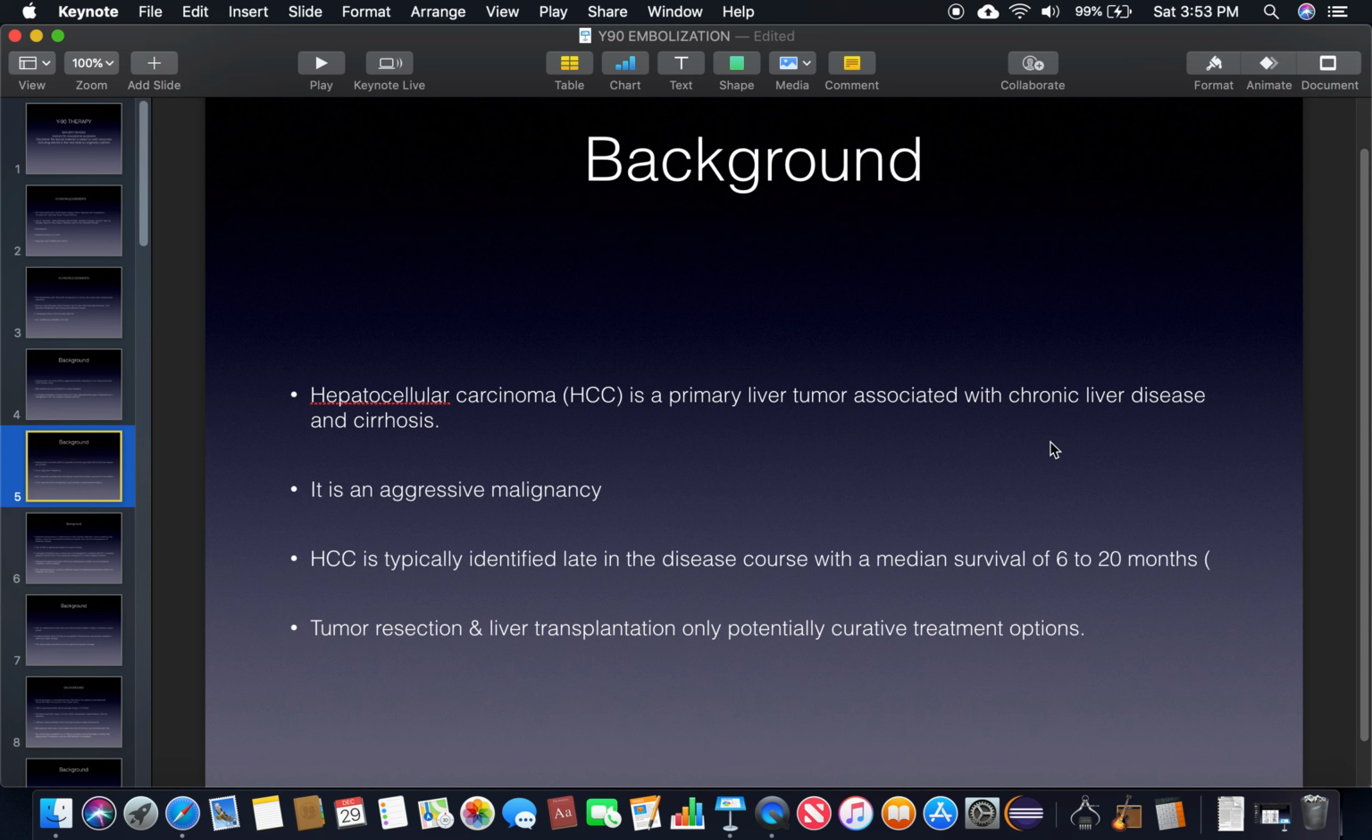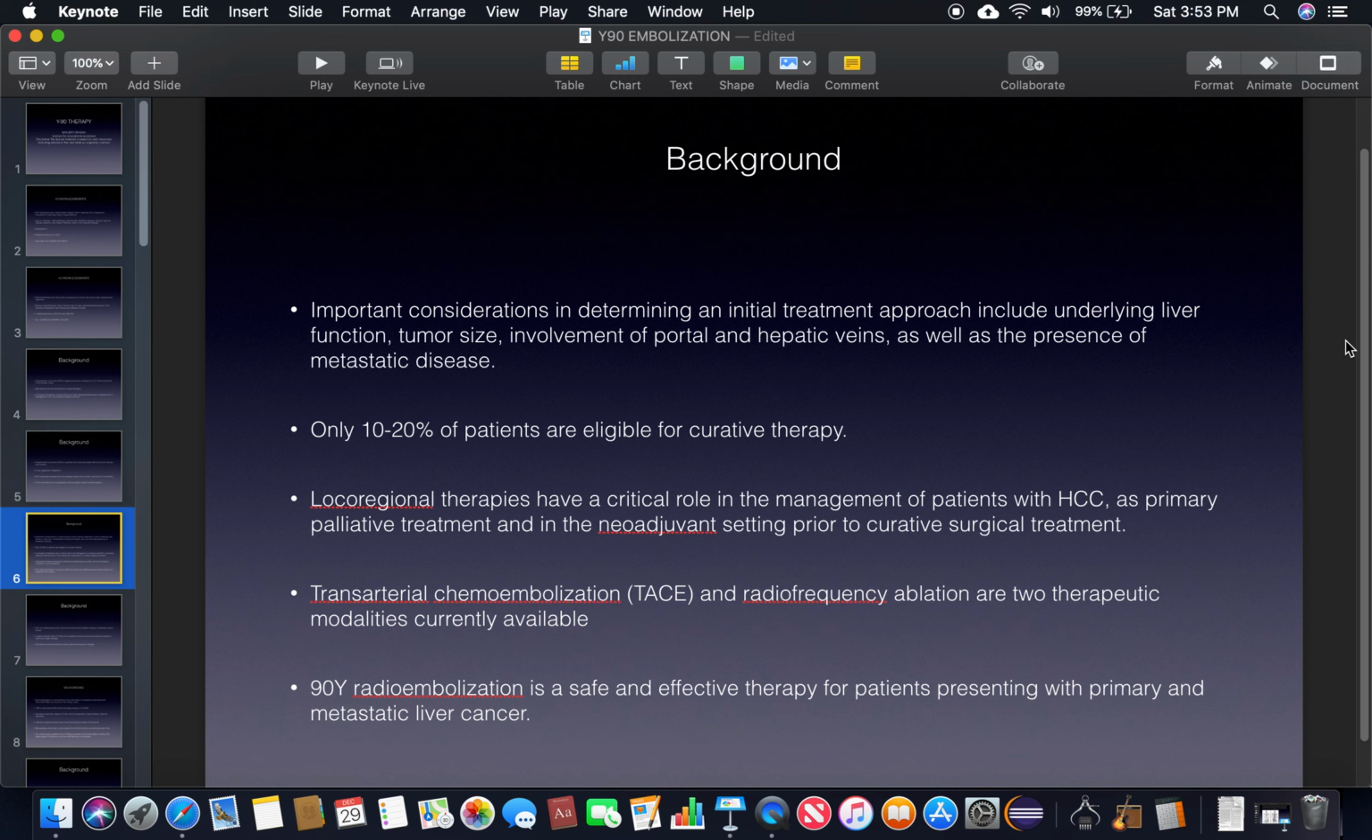Now, typically hepatocellular carcinoma is associated with chronic liver disease and cirrhosis. It is an aggressive malignancy. It is identified late in the course of the disease and has a median survival of only 6 to 20 months. Tumor resection and liver transplantation are the only two potentially curative therapies. Now, it is important to understand that before we start treating patients, we need to understand the liver function, the size of the tumor, whether there is involvement of the portal vein and hepatic veins, any metastatic disease, and only about 10 to 20% of the patients are eligible for curative therapy.